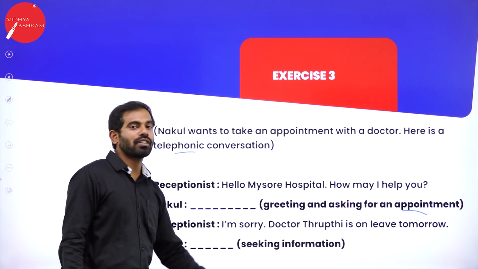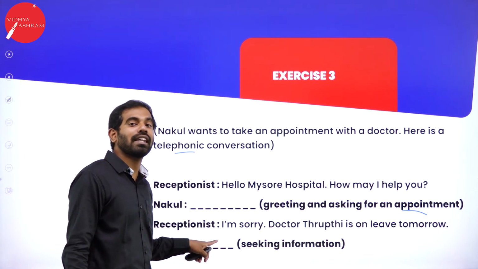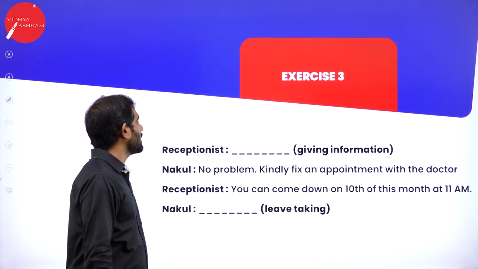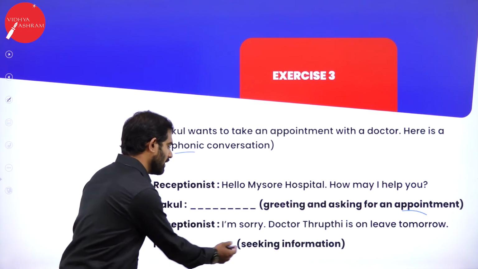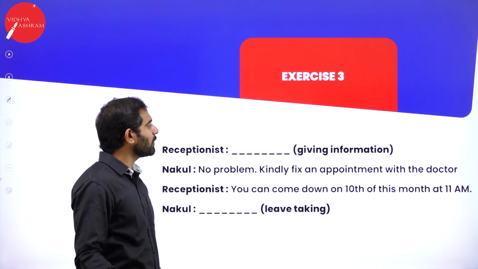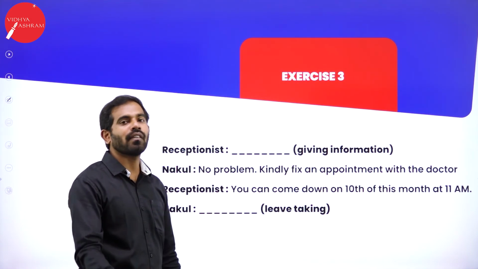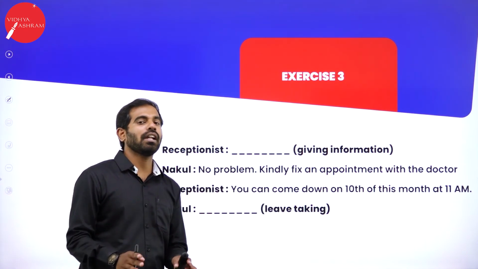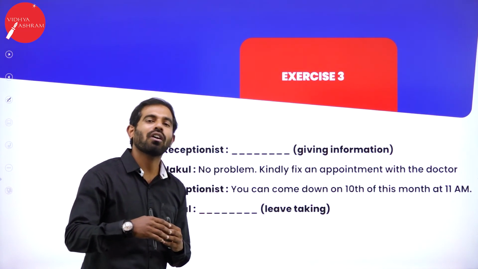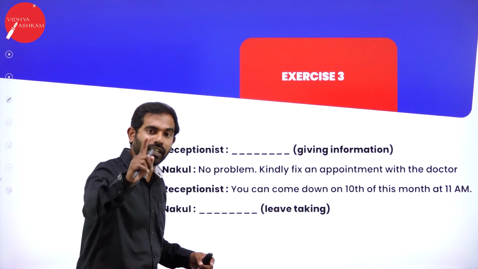Nakul says, seeking information. What information is he seeking now? According to this dialogue, he might have to wait, or he might have to just go to another doctor and take an appointment. Is it so? Next, what is the dialogue? Receptionist giving information. This is also blank and this is also blank. Next one, Nakul: No problem, kindly fix an appointment with the doctor. Receptionist: You can come down on 10th of this month at 11 a.m. So this gives an idea that definitely Nakul is not sick. Maybe he just wants to go and seek information from the doctor, or maybe he just wants to have a casual conversation about his health. Could it be possible? It is possible.